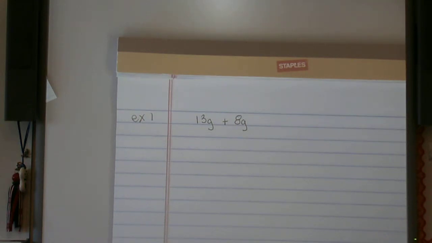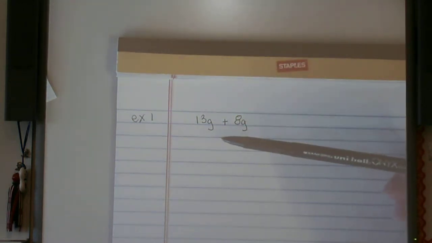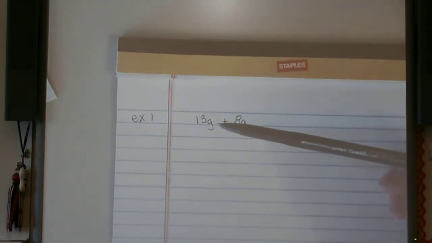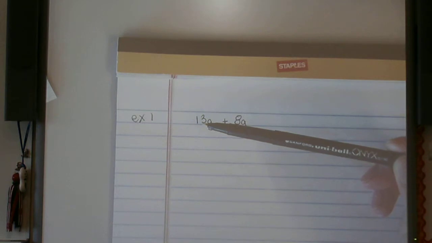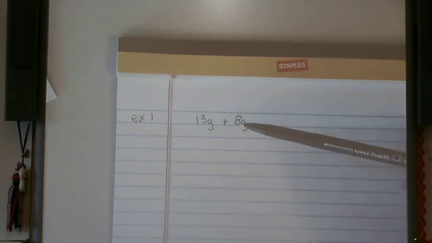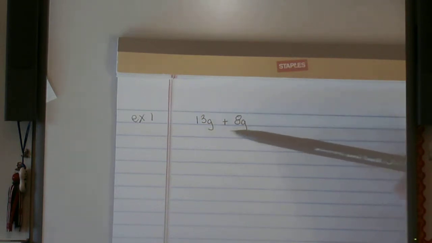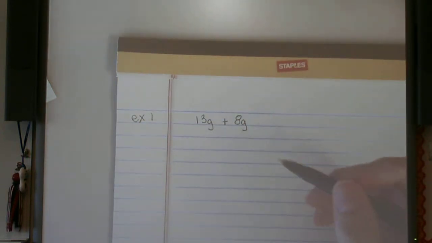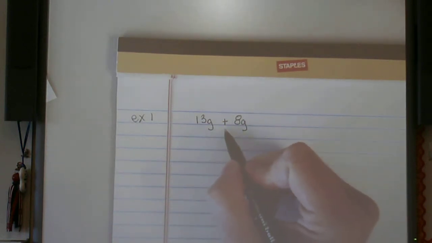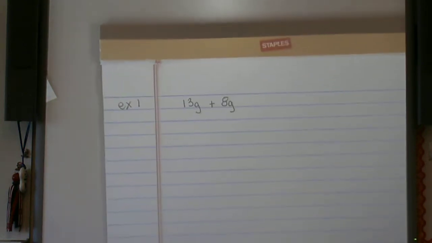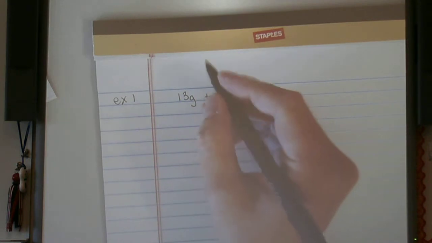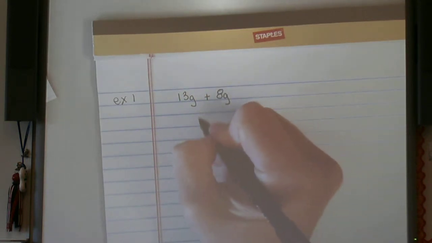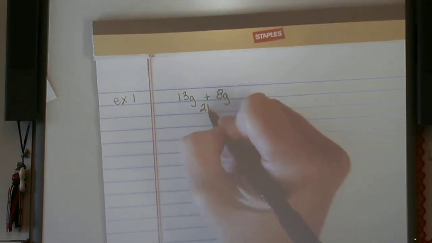I know that they are like terms because they both share the same variable, g. I have a coefficient of 13 and a coefficient of 8, but they still share the same variable, which means they're going to be multiplied by the same value, g. So I'm simply going to add these two together because the addition symbol shows what operation I'm going to be doing. So 13 plus 8g is 21g.